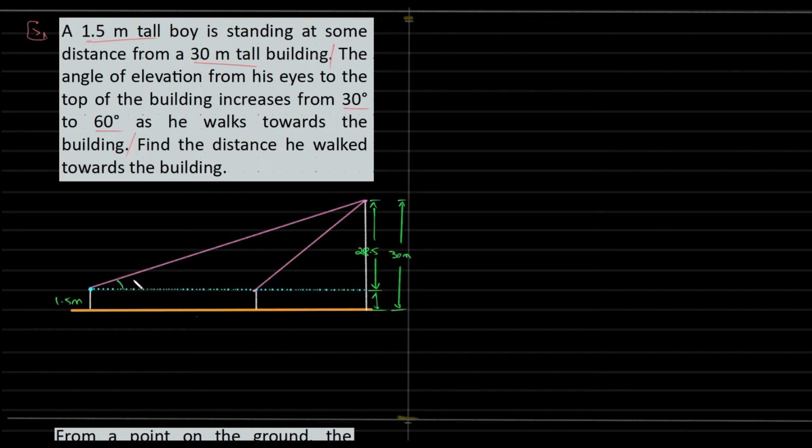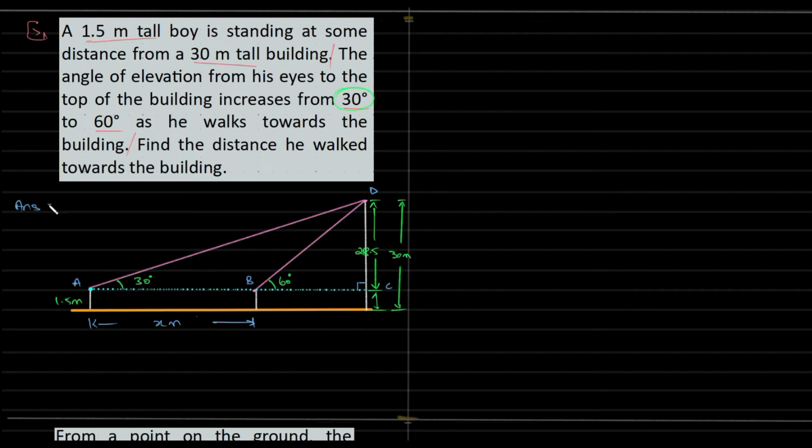When he's far, he looks at the top of the building, and it makes an angle of 30 degrees as per this information. And he walks closer, and it becomes 60 degrees, right? It makes sense. You look up more when you go near a building. So if I name these A, B, C, D, and so on, this is A, B, this is C, and this is D, right? We have to find what distance he has walked, basically AB. We have to find this distance.